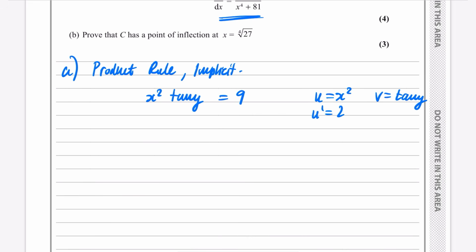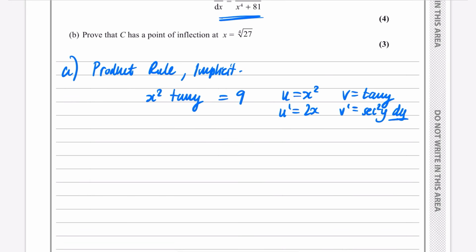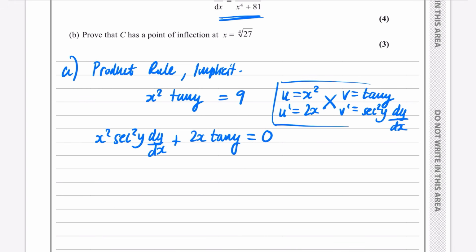When you differentiate x squared, you get 2x. When you differentiate tan y, hopefully you've memorized that you get sec squared y. But if I just pull this across so I have more space, because you've differentiated y with respect to x, you also get dy by dx. So the product rule is going to be those things multiplied. So I'm going to start off with x squared sec squared y dy by dx plus 2x tan y. And when I differentiate 9, I get 0, okay?